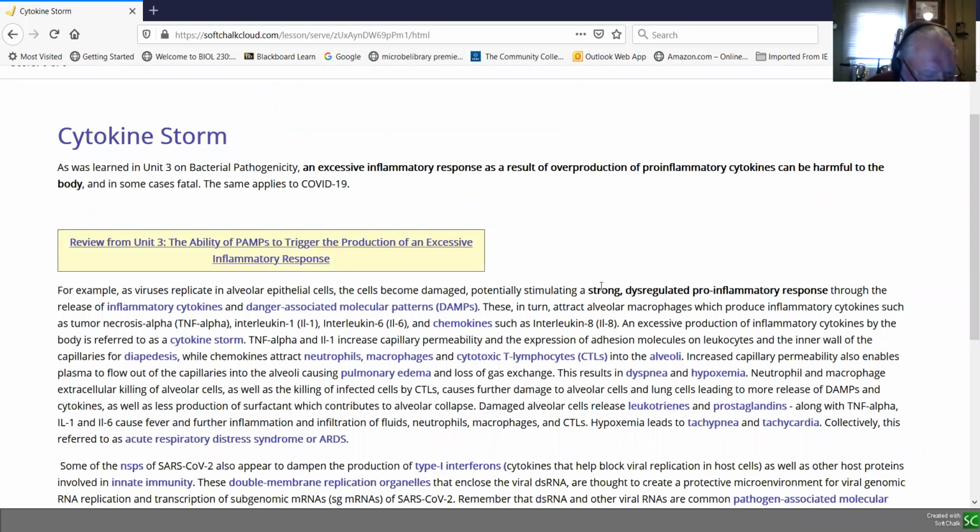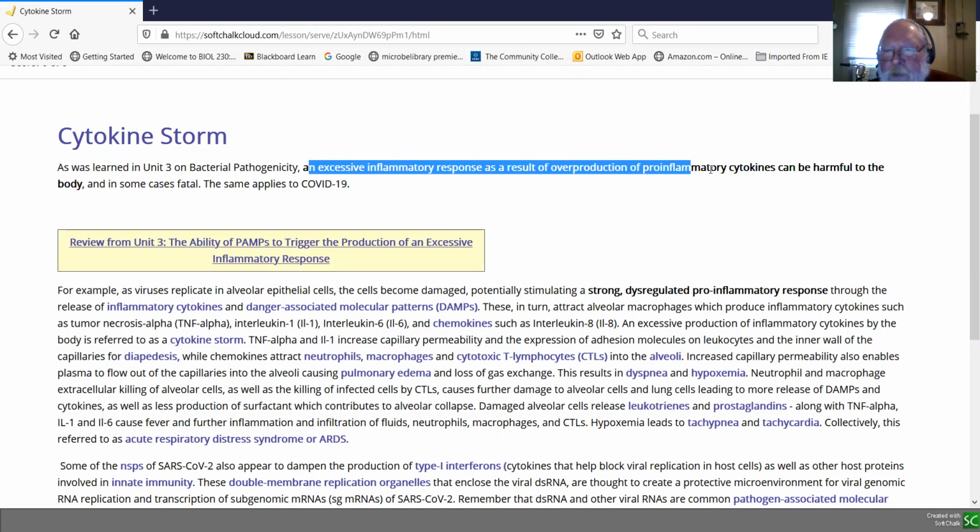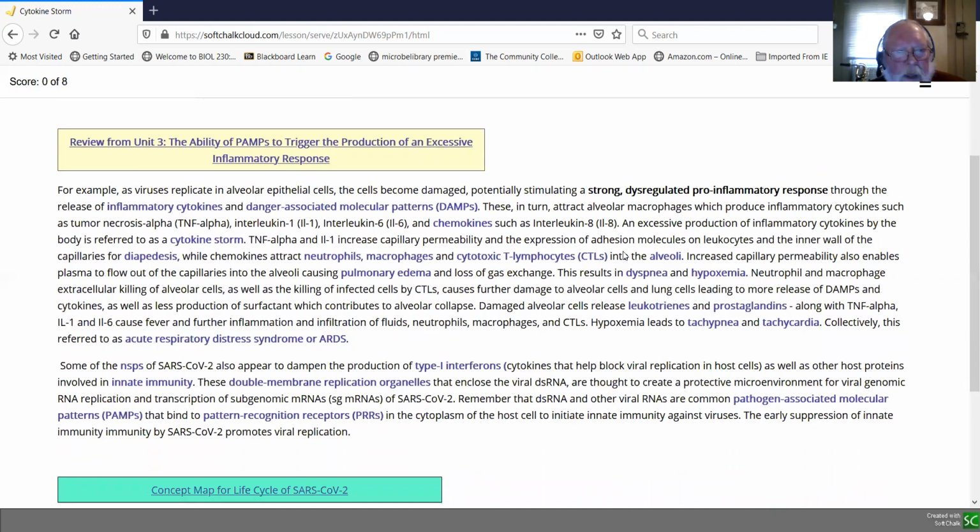Now, one of the hallmarks of severe COVID-19 infection is the development of cytokine storms. And back in Unit 3, when we talked about bacterial pathogenicity, we saw that an excessive inflammatory response can occur when there's overproduction of pro-inflammatory cytokines. And in severe cases, this excessive inflammatory response can in fact be fatal. And we see the same thing is happening with COVID-19.